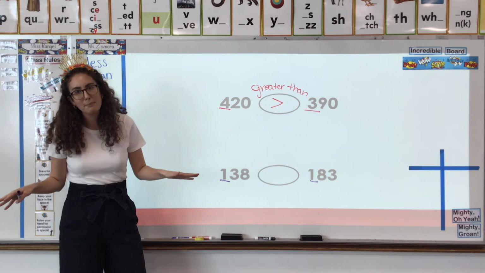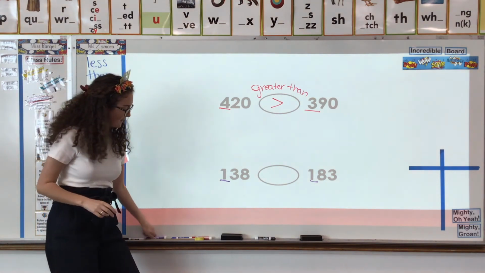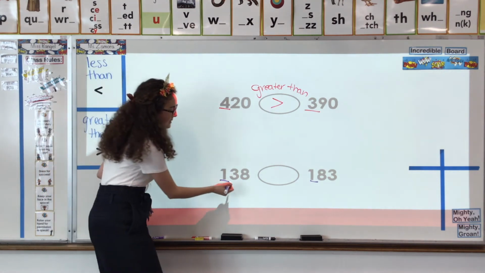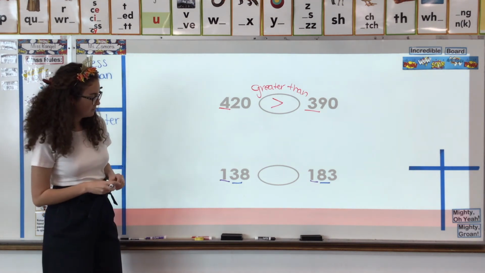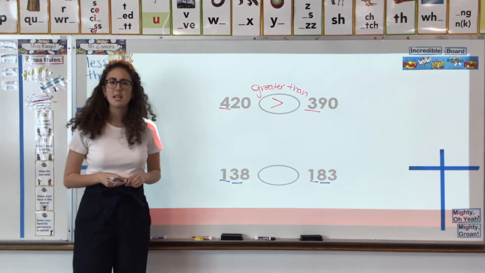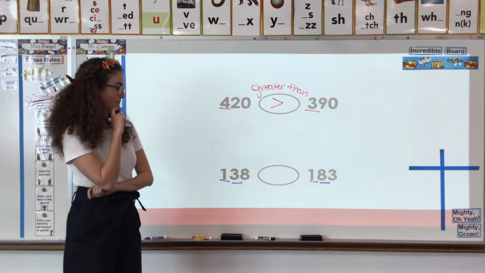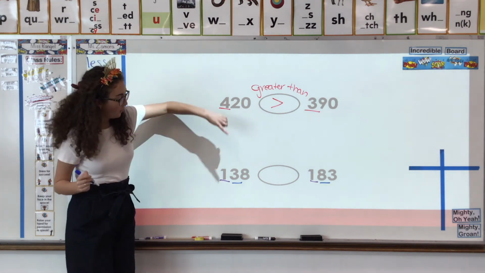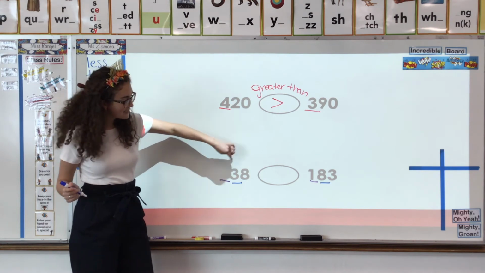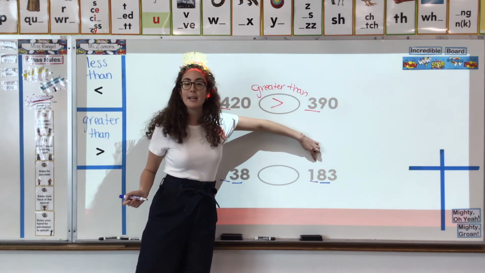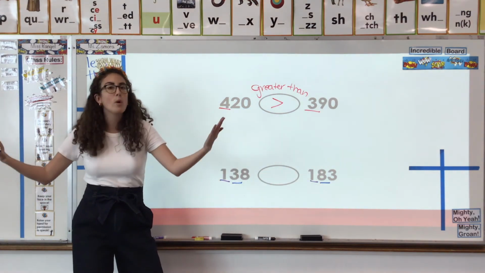So those are the same, but we're looking for the differences. So let's go to our next place value. Let's look at that tens place. What do you notice about the tens place, second grade? What do you see? The tens place. 138 has 3 tens, but 183 has 8 tens. So what has more value, second grade?